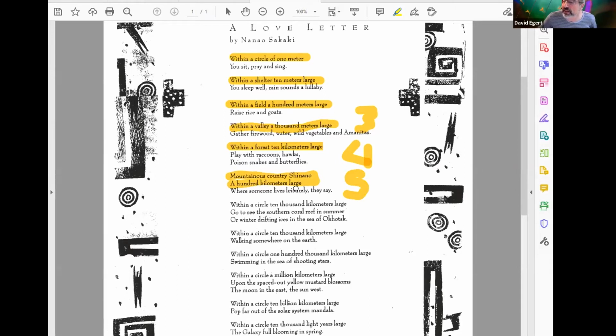And now we're in this whole town, and now within a circle, 10,000 kilometers large, go see the southern coral reef in the summer or the drifting ices in the Sea of Okhotsk. Within a circle 10,000 kilometers large, walking somewhere on the earth. So this is now 10,000 kilometers. So this is 10 to the 7th. Because again, kilometer is order 3, 1,000 is 3, and 10. So now we've got 3 plus 3 plus 1, that's 10 to the 7th.